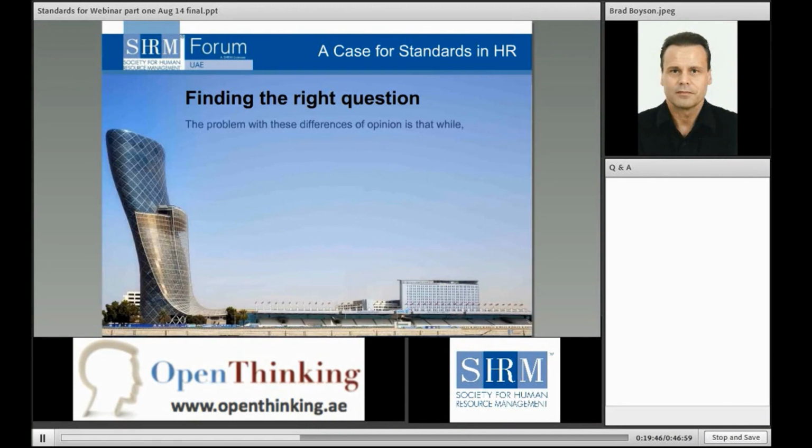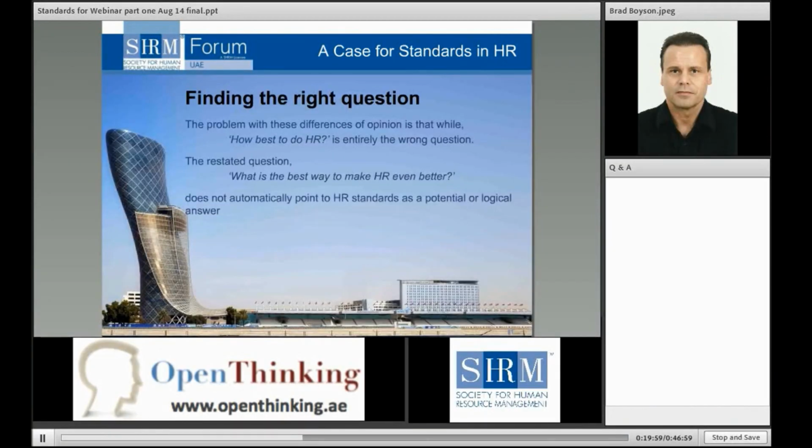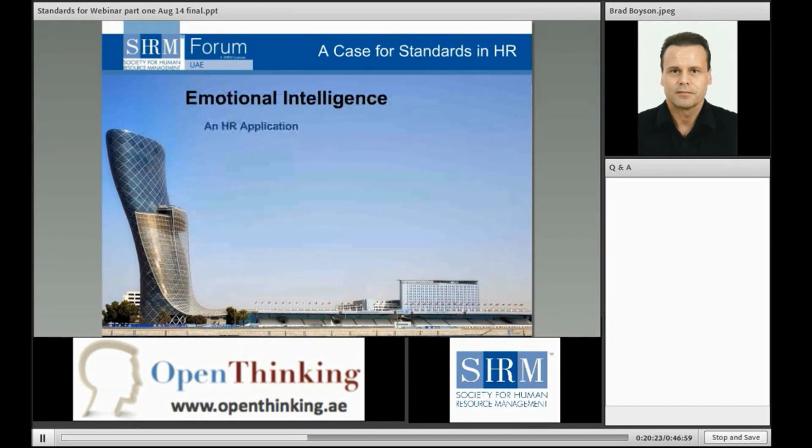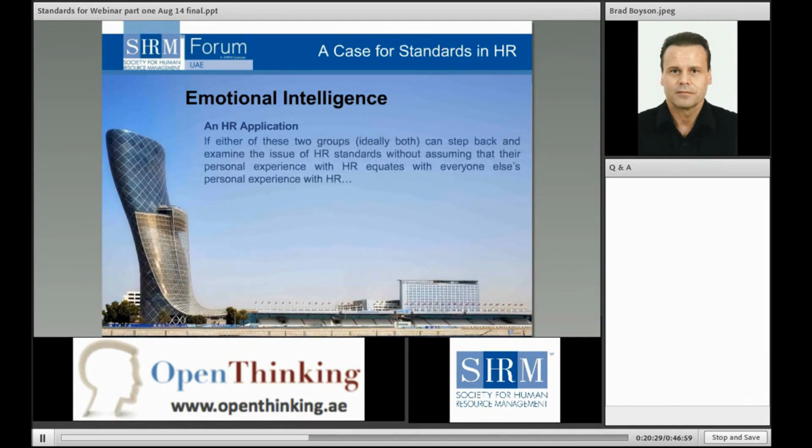Let's move to try and find the right question. The problem with these two differences of opinion is that while how best to do HR is the wrong question, it is such the wrong question on this topic, the restated question, what is the best way to make HR even better, doesn't automatically point to HR standards as a potential or logical answer to that question. But what it does, at least, is rephrase the question in an inductive, not deductive, way of thinking of the topic. It requires an open mind rather than closed mind. Maybe there's something we're not thinking about. Emotional intelligence, an HR application.